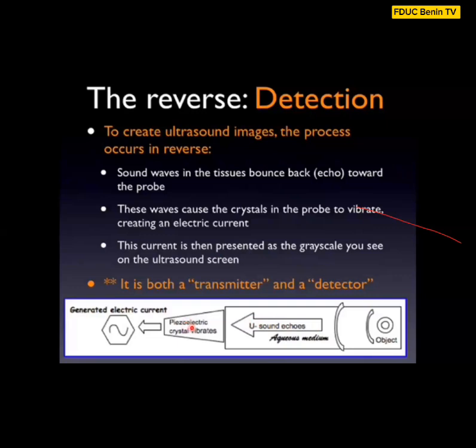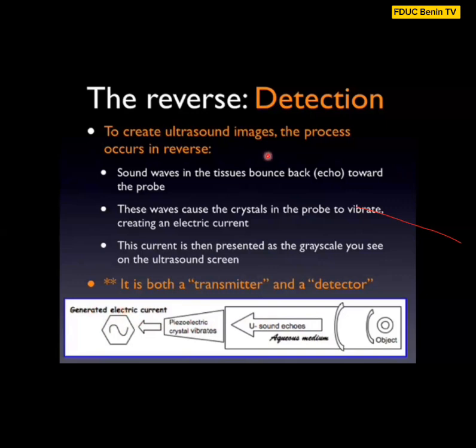And then the piezoelectric crystals detect the echoes again. And then the echoes are converted into electrical currents, and then images are produced. So that means the probe is both a transmitter and a detector. The ultrasound probes send sound waves and detect the echoes.